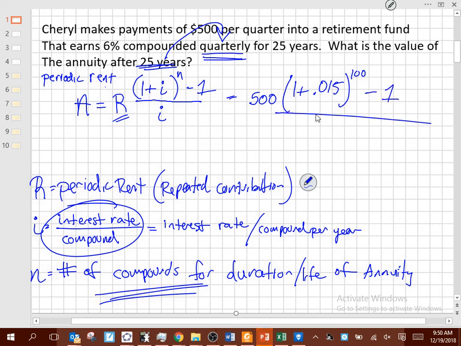Okay? This is over I, which is that 0.015. Now, just be careful, because when we have this form, this R out here is out in front. Obviously, you can put that up top, right? If you wanted to. If I put it up top, there is a difference up top, right? So I would need parentheses there.